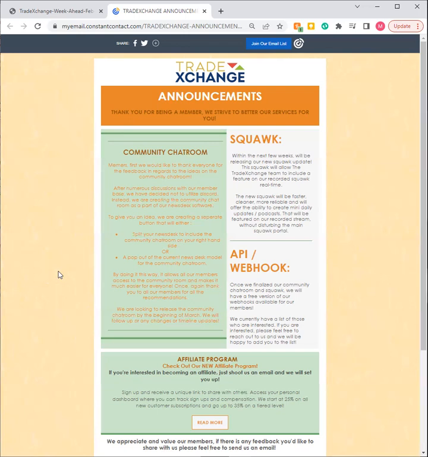The API webhook, once we have everything finalized, we'll be able to release our free version of the API webhook for all our members. A lot have asked about it, and yes, that will be released following the release of all our community chat and Squawk updates. And as always, members, you have your affiliate program.